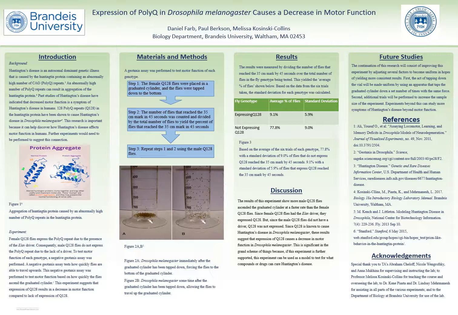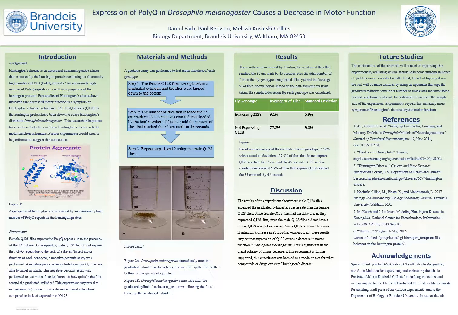The experiment used two different genotypes of flies, male Q128 flies and female Q128 flies. The females have an LV driver, which allows Q128 to be expressed, whereas the males do not have a driver and therefore do not express Q128. The males are used as the control group in this experiment because the only main difference between these two genotypes is the expression of Q128, which is what we are studying.